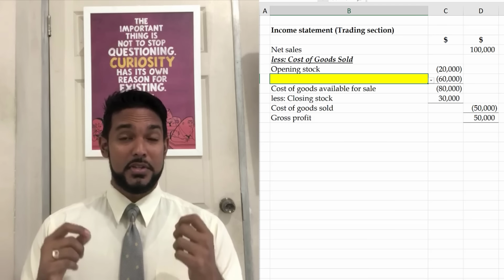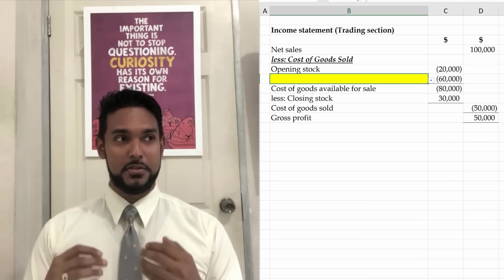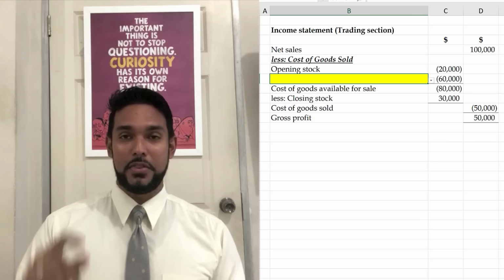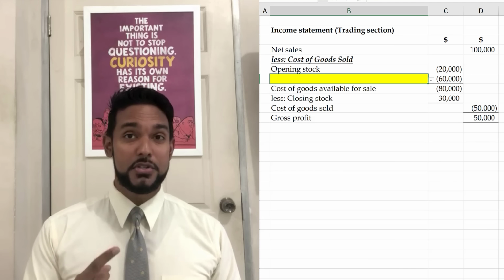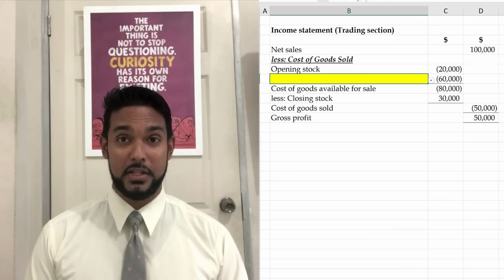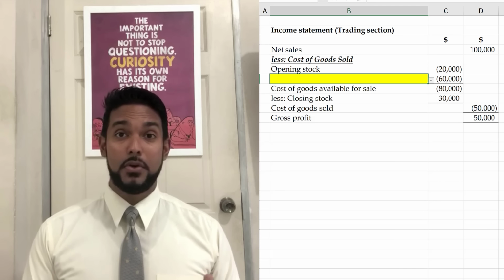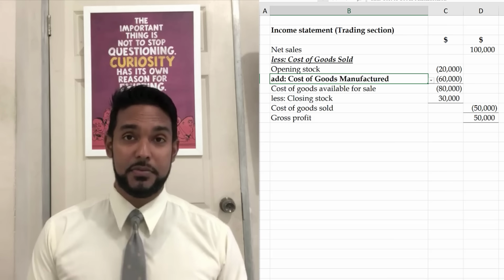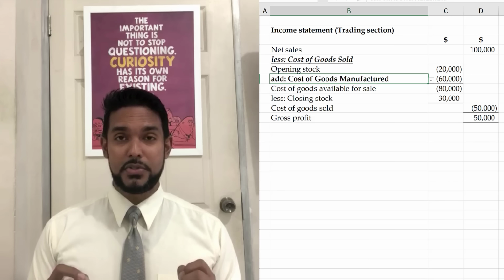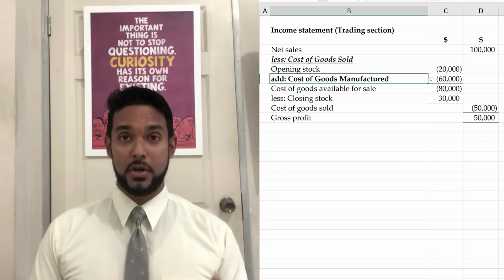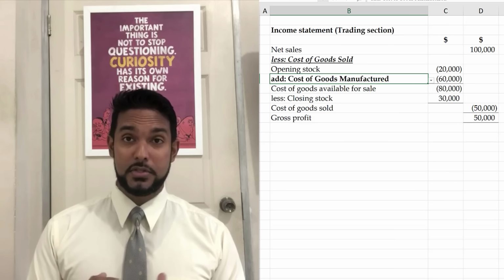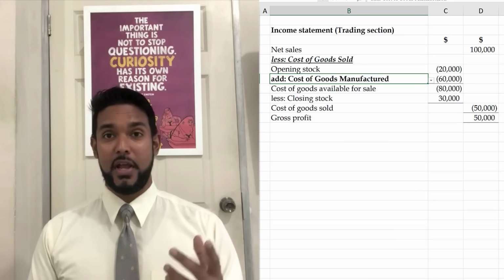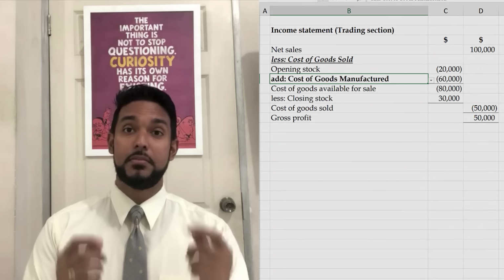Well, the thing is, when we make goods, we have to spend money to make the goods. And the cost of making the goods is what's going to replace the purchases figure in the cost of goods sold calculation. So what that's going to be called is the cost of goods manufactured. And that is the purpose of doing a manufacturing account, or a schedule of cost of goods manufactured, to capture all of the costs that go into making the goods that we provide in order to help us calculate profit.